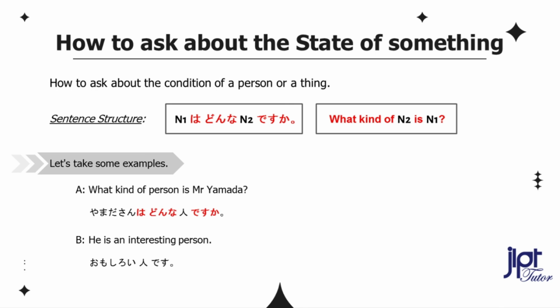How to ask about the state of something. So we are about to conquer the last topic of today's lesson. It's about how to ask about the condition of a person or a thing. What kind of N2 is N1? N1 wa donna N2 desu ka?